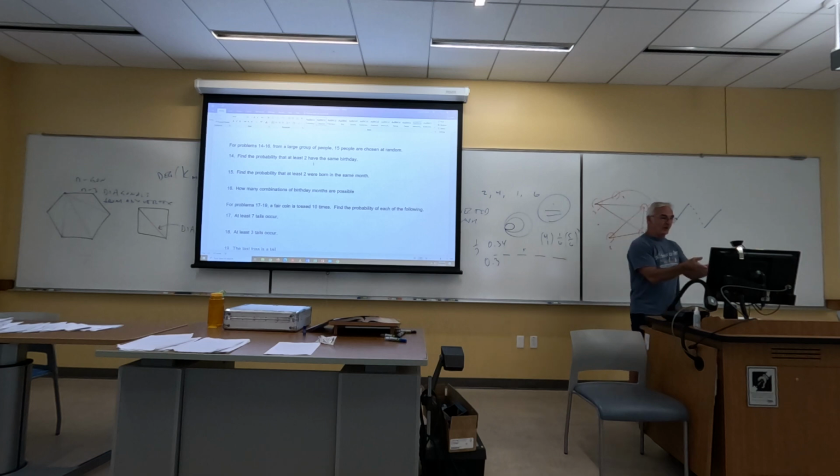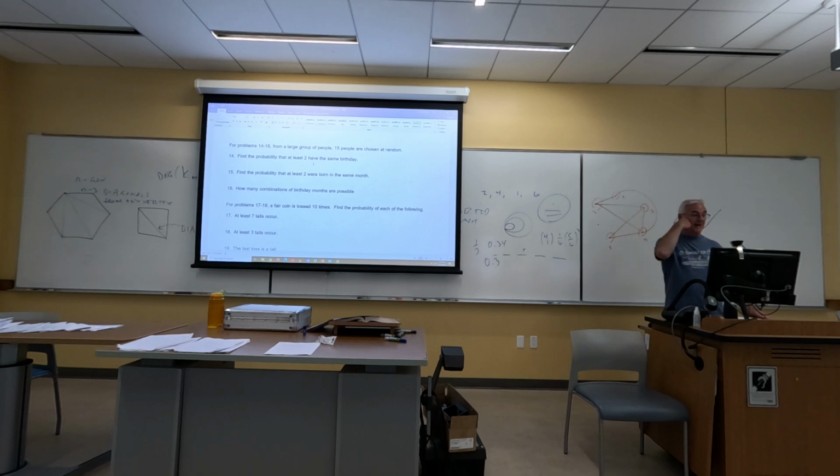See, what I meant before, this is where we get confused. We go, oh, there's no calculation here. That's straight up pigeonhole principle, and that's what we have to recognize. Now, how many combinations of birthday months are possible?